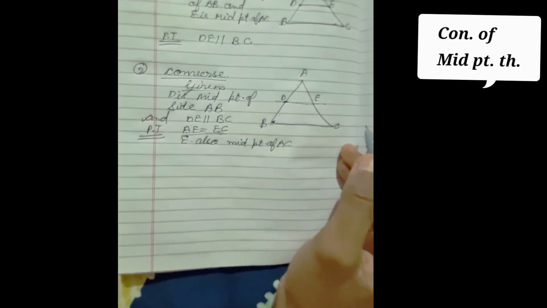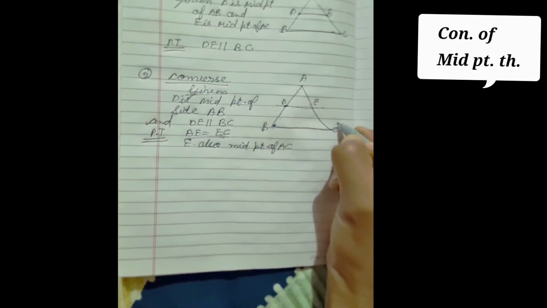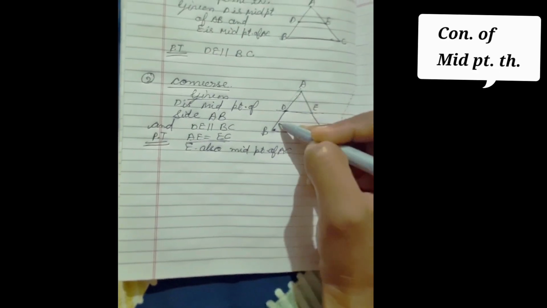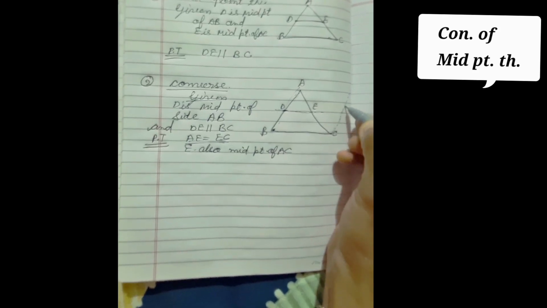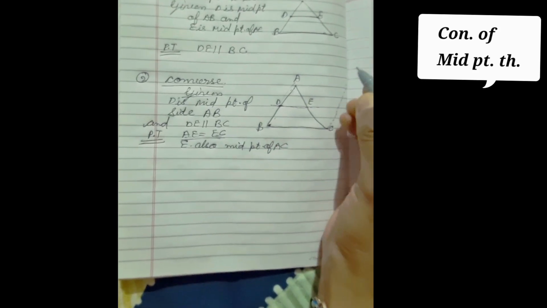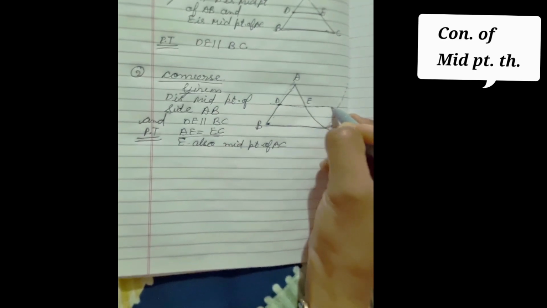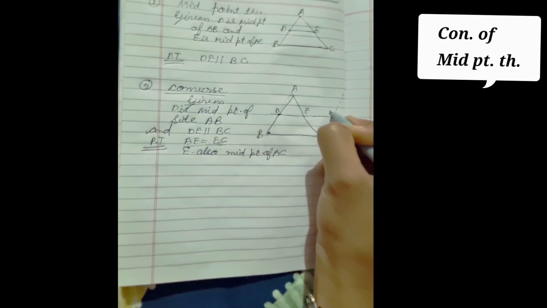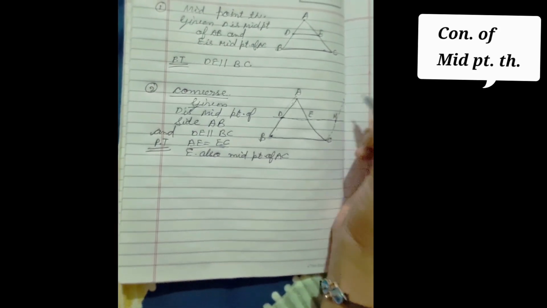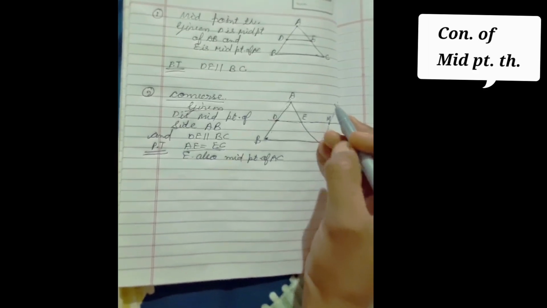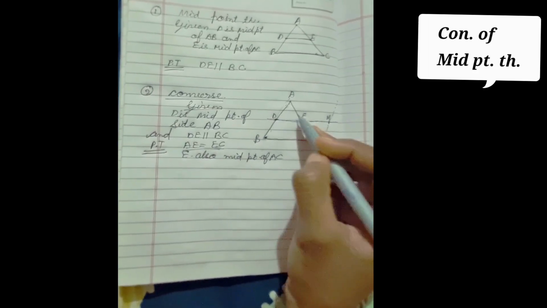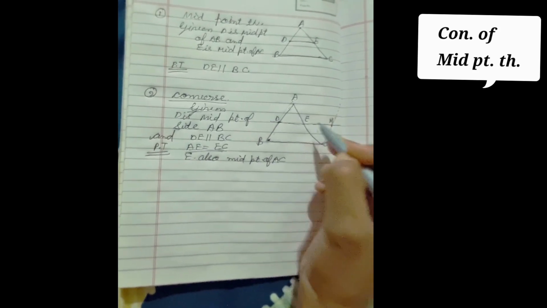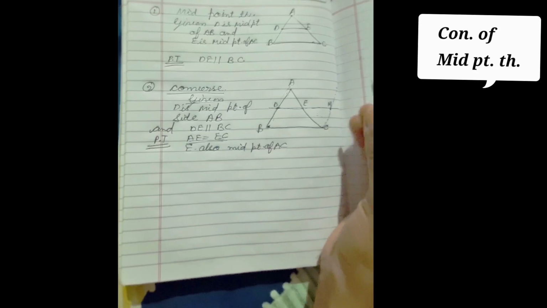So how to prove? We will construct a line from C, parallel to BA. We are taking a line which is parallel to this line. Draw it further. This is the point, suppose this is the point M. Here we will prove that these two triangles which are formed are congruent. If we prove these are congruent, then we can prove that AE equals EC.